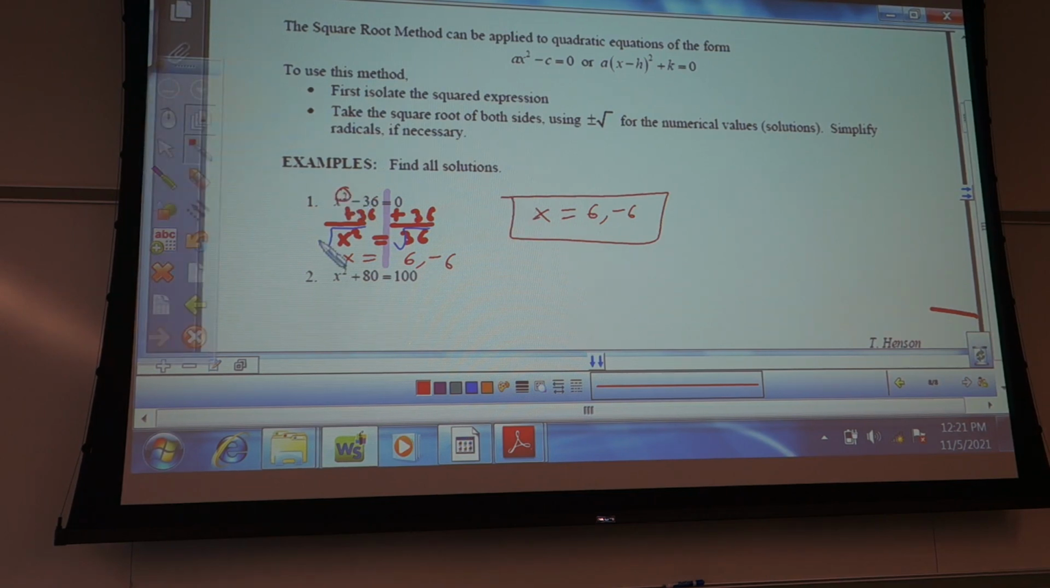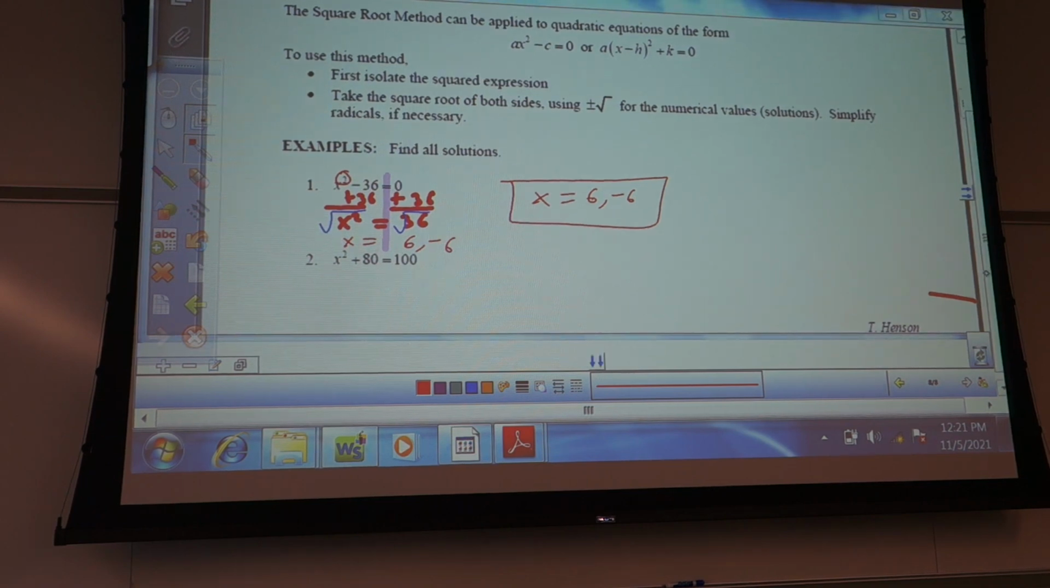Don't forget the negative. Would it be considered wrong if you didn't add the negative? Yes. The only time you don't consider the negative is if it's a word problem, where the negative doesn't make sense, like you can't have negative time, you know what I mean? So that'd be the only time. In word problems, you usually only care about the positives.